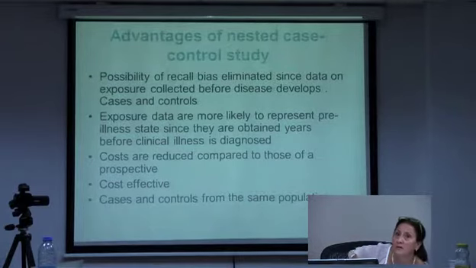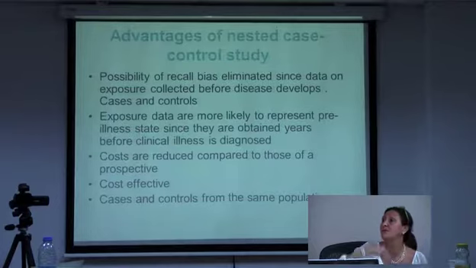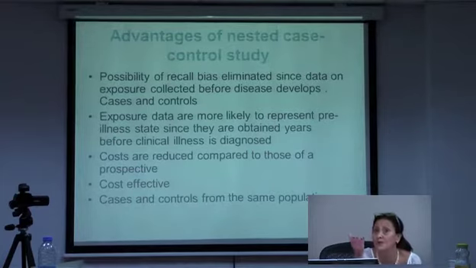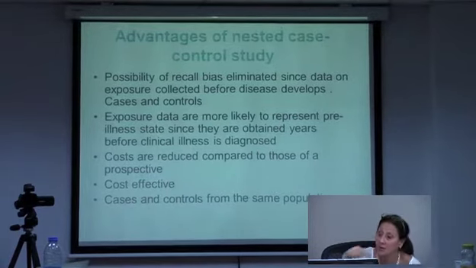So the recall bias is eliminated, the exposure data are more likely to represent the pre-illness state, and the cost is reduced, because instead of waiting for all the people, or some of them, to develop the disease until the end of the cohort, we do a nested case control study. And of course, the cases and the controls are from the same population.